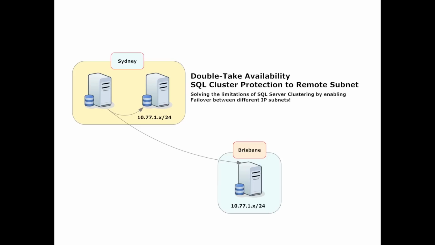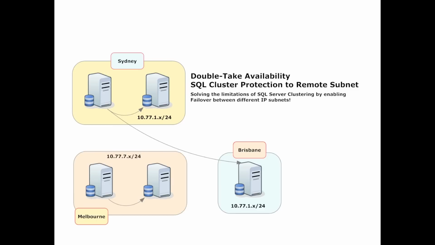The picture on the screen shows the Sydney and Brisbane networks, both using the same IP subnet. Therefore, we could use an extended geocluster between the two sites. The Melbourne site, however, is using a different IP subnet, and so it is not possible to use multi-site clustering to include the Melbourne subnet. It is, however, possible to create a second cluster at the Melbourne site and use that second cluster to protect the primary cluster that is located in Sydney and Brisbane.